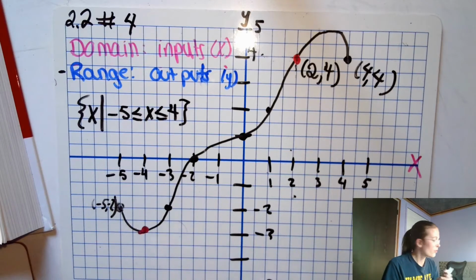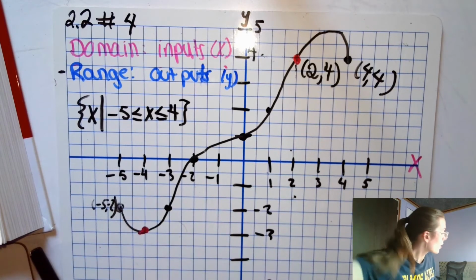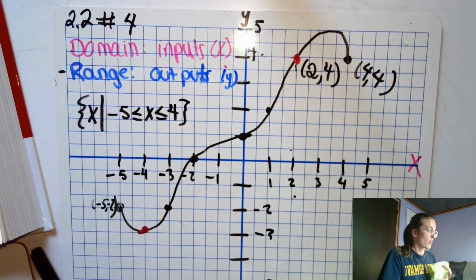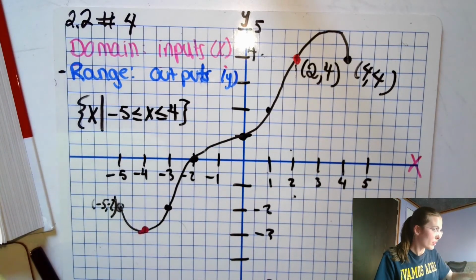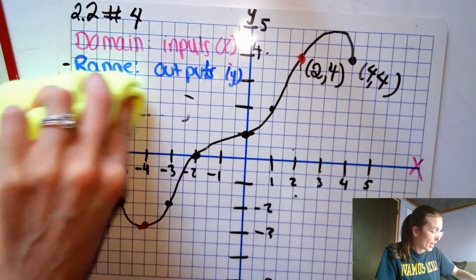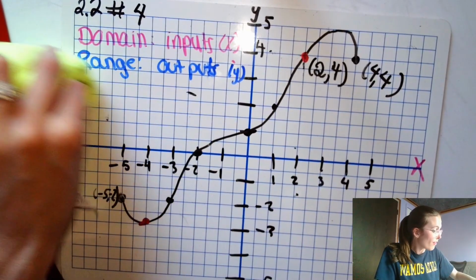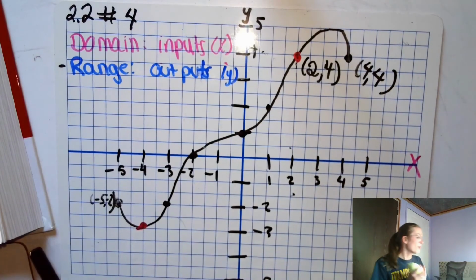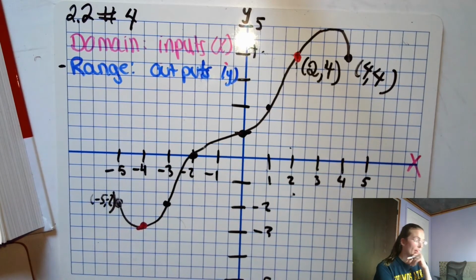Okay, so now it asks for the member of the domain that is paired with -3. Remember, the domain is the set of inputs, so the x values, and the range is the set of outputs. So they're asking for the member of the domain that is paired with -3. What we need to do is find -3. This time we're looking at -3 on the y-axis and finding out what x value is associated with that.